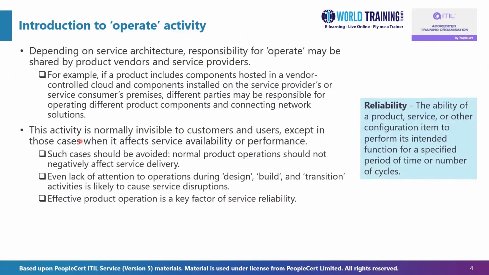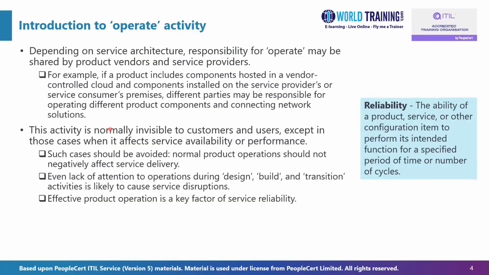The service architecture can influence the operate activity. And again, this activity may be shared between the product vendors and the service providers. For example, if a product includes components hosted in a vendor-controlled cloud and components installed on the service provider's or service consumers' premises, then different parties may be responsible for operating different product components and connecting network solutions. So it's possible that the product vendor has some components to be monitored and the service provider has other components to be monitored. But they will have to have regular discussions together so that they can collaborate to ensure everything is smooth and running and resolve issues whenever necessary.